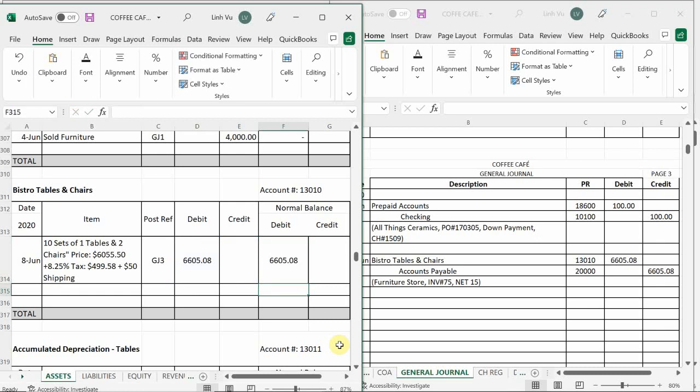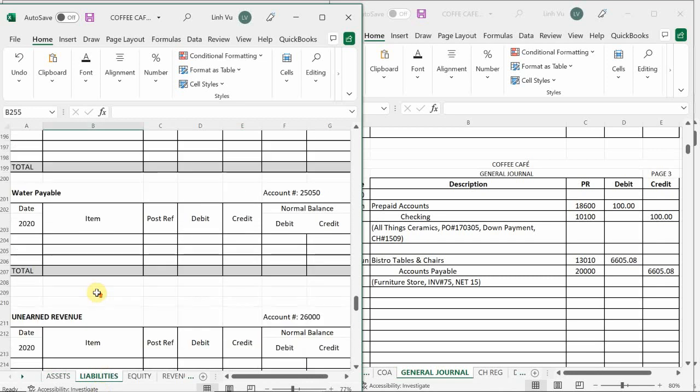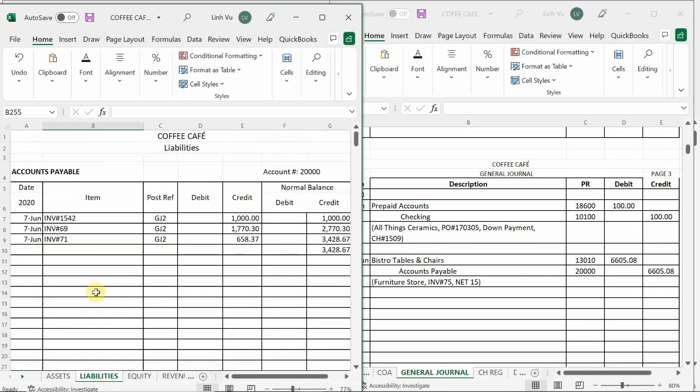Okay. Next thing I have is accounts payable, which is a liability because now I owe money. So in this case, I owe money on invoice number 75, which tells me I've increased my liabilities by $6,605.08. So that should give me a total of $10,033.75 that I owe.